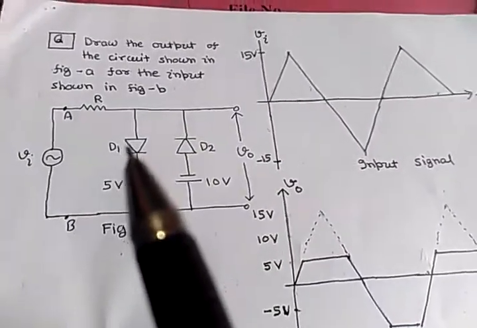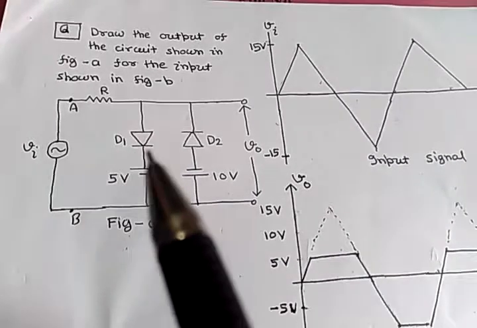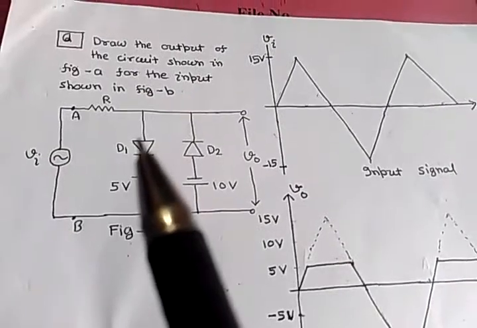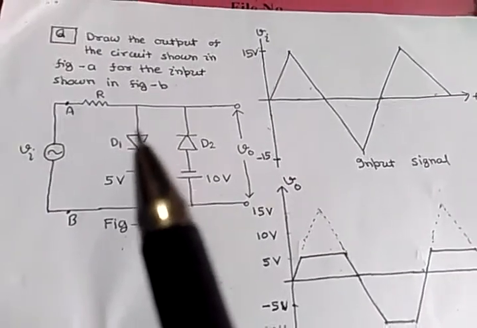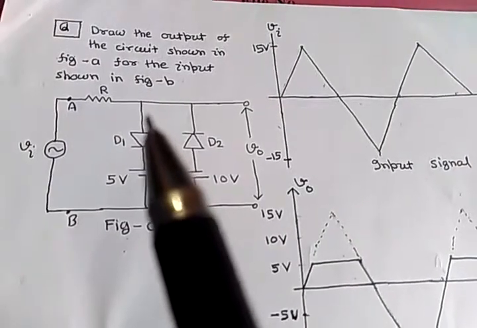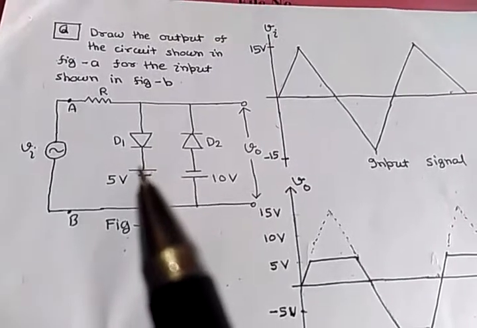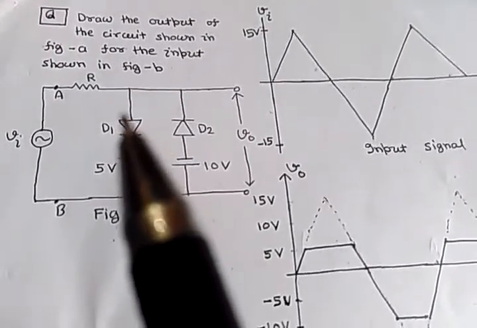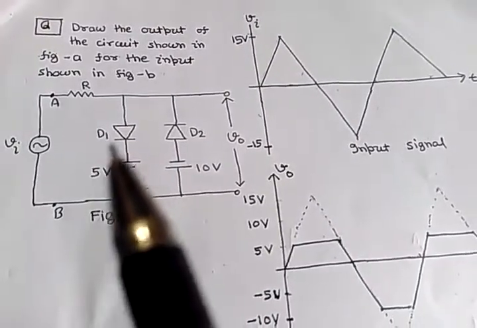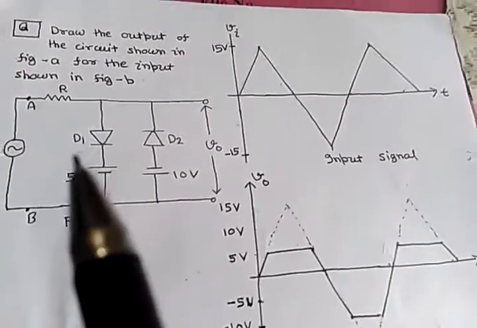For every value of the negative half cycle, diode D1 will be in reverse biased condition, because for every value of negative voltage, the P region will be at a negative voltage level and the N region will be at a positive voltage level. The P region will be at lower voltage than the N region. Diode will be in reverse biased condition. It can be replaced by an open circuit.